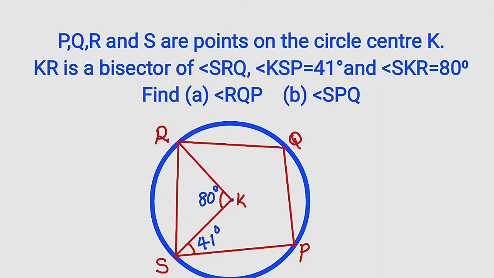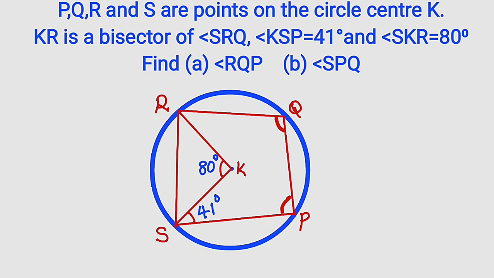The question reads: P, Q, R, and S are points on the circle with center K. KR bisects angle SRQ, angle KSP equals 41 degrees, and angle SKR is 80 degrees. We're asked to find angle RQP and angle SPQ. So we are looking for these two angles, this and this. There are a couple of things you should know about this question.